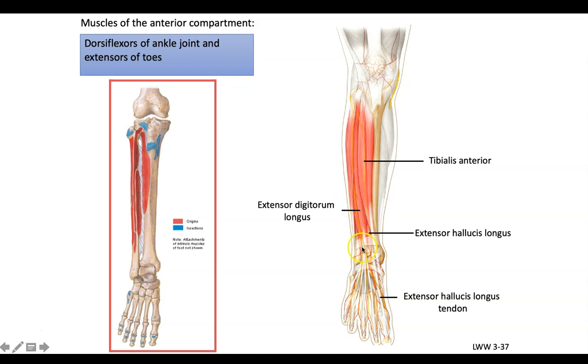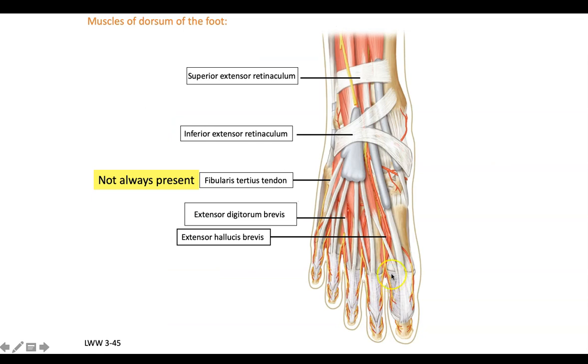The tendons of all these three muscles enter into the dorsum of the foot under a thickening of the fascia. These thickenings are called retinacula. The tendons of these muscles cross over the ankle joint and enter into the dorsum of the foot. Here you can see the tendons of the tibialis anterior, extensor hallucis longus, and extensor digitorum longus.